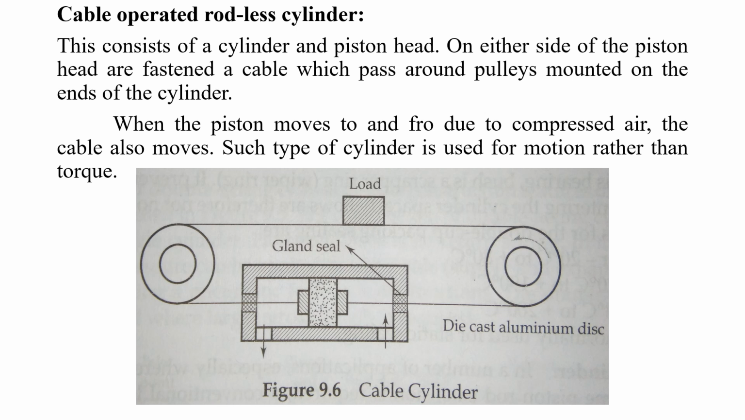Here, as we said, air is supplied to the cylinder, where the piston is connected with cables at both ends. Depending on which side you supply the air to the cylinder, the piston will move to the opposite side. When it moves, it will pull the cable. So with the cable, the load or application is used to get the required actuation.